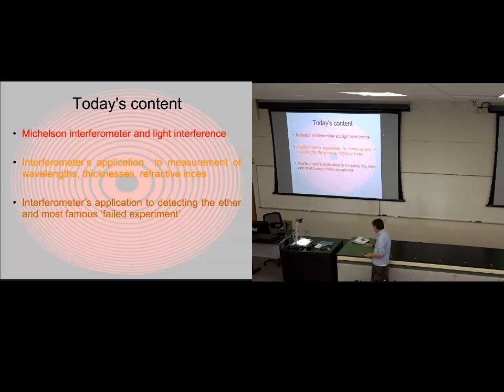bacteria. And then finally we'll talk about the interferometer's application to detecting something that in the 1800s was called the ether. The ether was a hypothetical material in the 1800s. It was the hypothetical material in which light existed, in which light was a vibration. So it was deeply connected, the ether, to our understanding of light, our understanding of the nature of light. So we'll walk through these bullets.